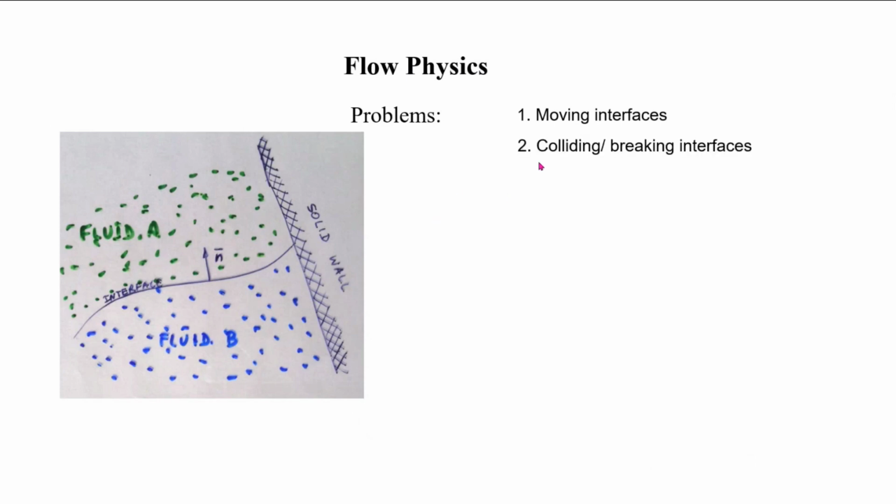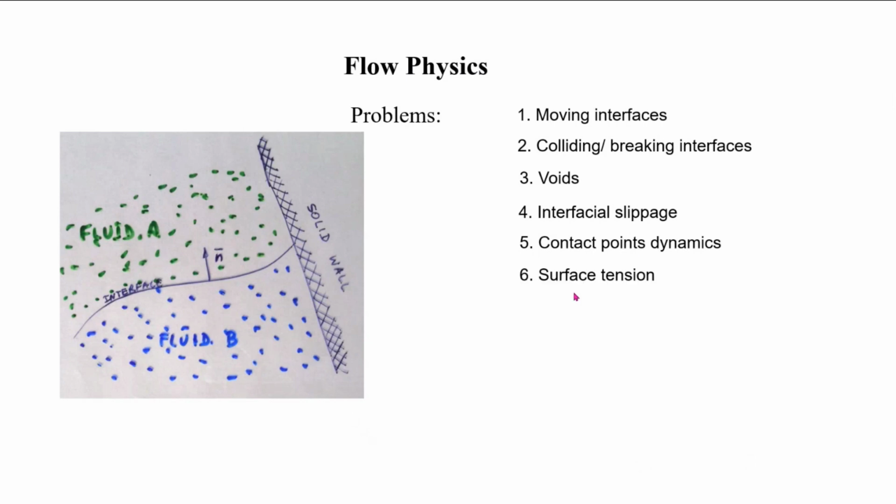We can have colliding, breaking interfaces. So in my sketch on the left, we have just one interface, but we can have many. Then we can have voids, like empty spaces. Then we have slippage along the interface, which we have to model properly. And if you look at the contact point, which is where the interface comes into contact with the solid wall, we have the so-called contact point, and then there's interesting contact point dynamics. And then along the interface, we may have to account for surface tension, which means that we have to be able to determine the curvature of the interface.